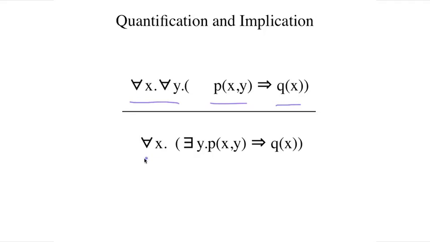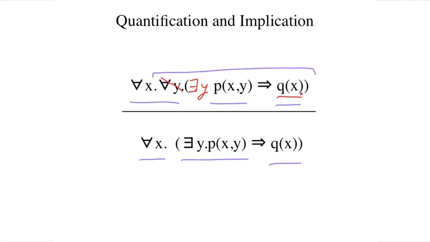We know that for all x, if there exists y, p of xy, then q of x. In general, given a universally quantified implication, it is okay to drop the universal quantifier outside the implication and apply an existential quantifier of the same variable in the antecedent of the implication, provided that the variable does not occur in the consequence of the implication.